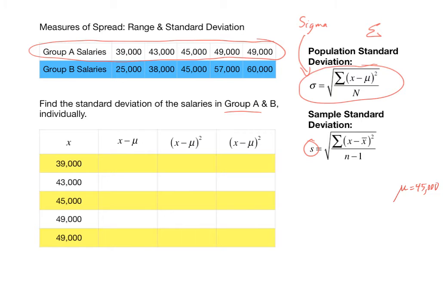That was the mean of those 5 salaries. And N is 5 because there are 5 salaries. To find the standard deviation of the population, sigma, we've got to run through this computation.